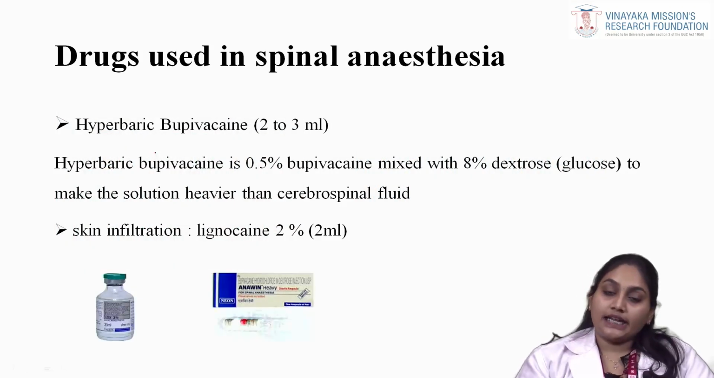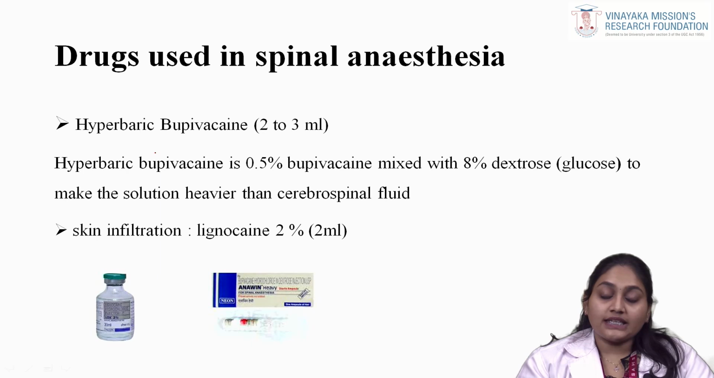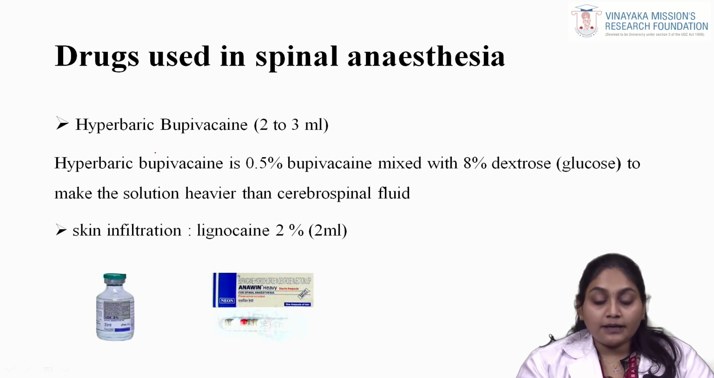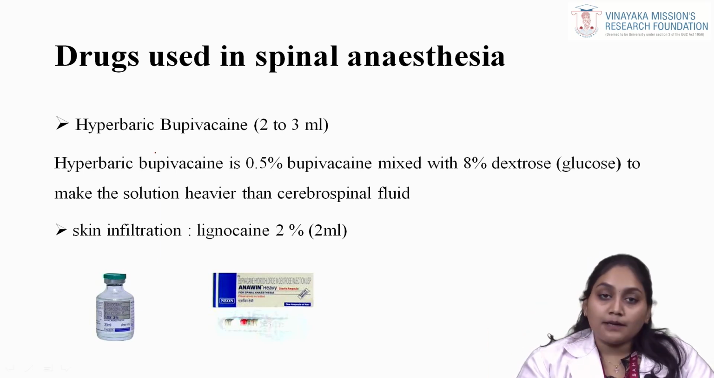So coming to the drugs used in spinal anesthesia. Mainly local anesthetic drugs are used for spinal anesthesia. Most commonly used is bupivacaine, 0.5% bupivacaine added with 8% dextrose to make it heavy. So it is known as hyperbaric bupivacaine or Anawin heavy. Here we can see the image of Anawin heavy.